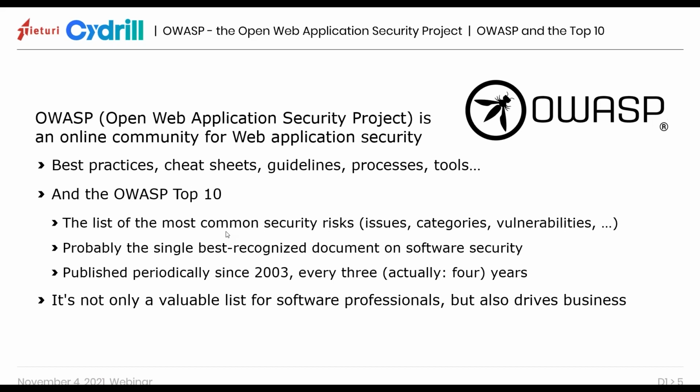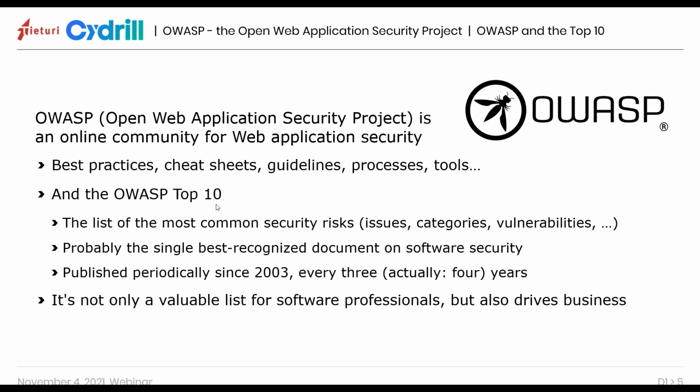So we basically went 2003, 2004, 2007, 2010, 2013, 2017, and 2021, which is now the latest version of the OWASP Top 10. Incidentally, the latest version of the OWASP Top 10 was released just now on September 24th to commemorate the 20-year anniversary of OWASP as an organization.